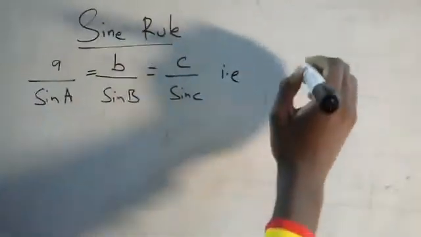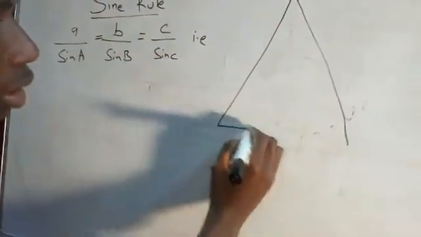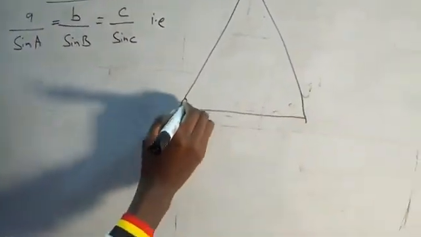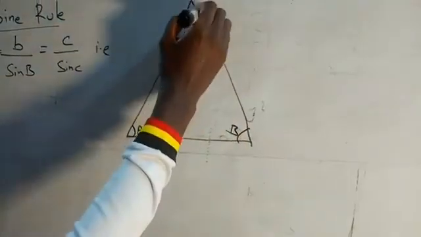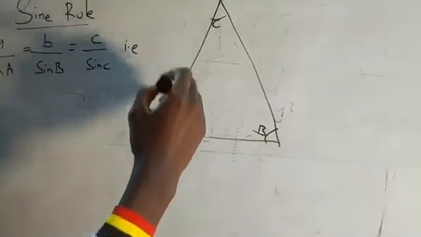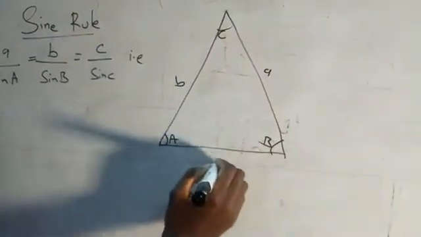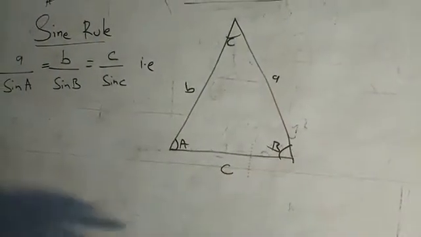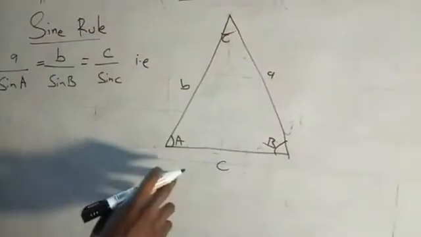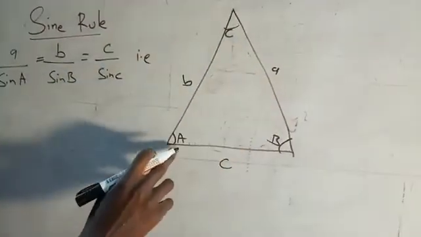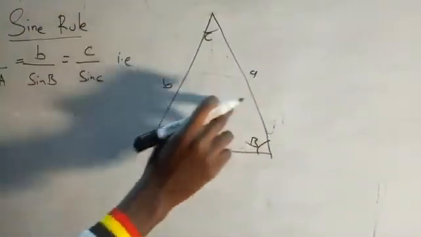That is, if we draw our triangle like this, naming this angle A, this angle B, and this one C, the sides opposite will be a, b, and c. So c over sine of C, and a over sine of A, and b over sine of B.